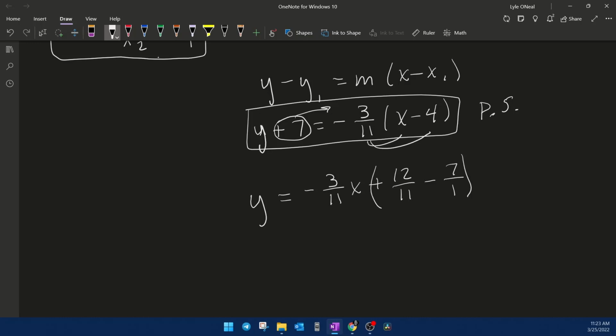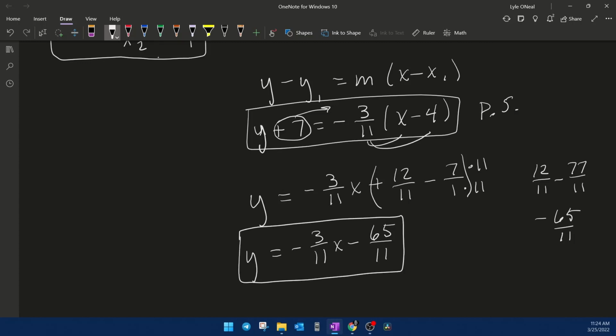To combine my like terms, I need a common denominator. So multiplying top and bottom by 11, that's going to give me 12/11 minus 77/11. 12 minus 77, that is negative 65, negative 65/11. So my final answer, my equation in slope-intercept form, is going to be y equals negative 3/11 x minus 65/11. That is not nice at all, but it's the answer, and let's check and see how we did.